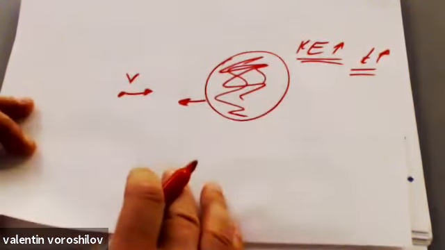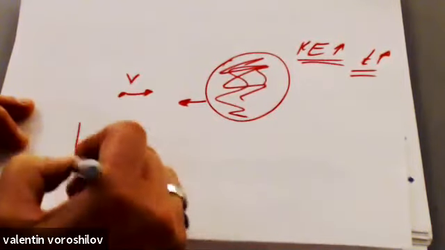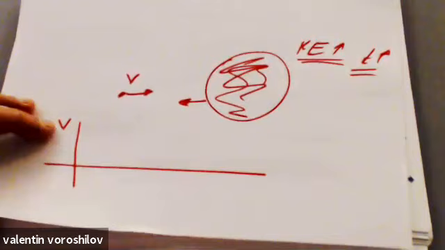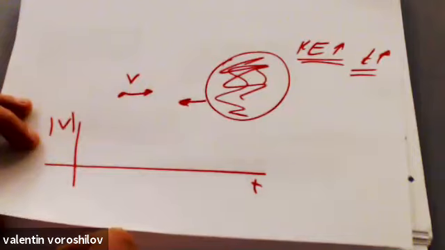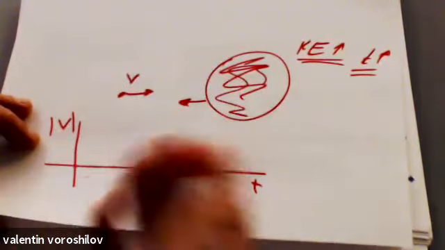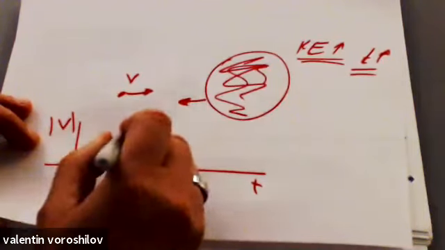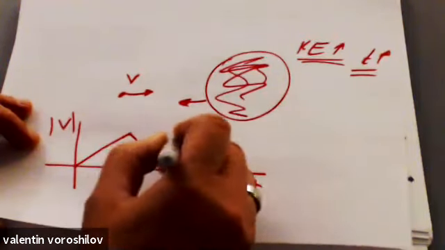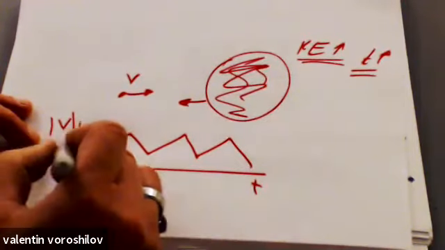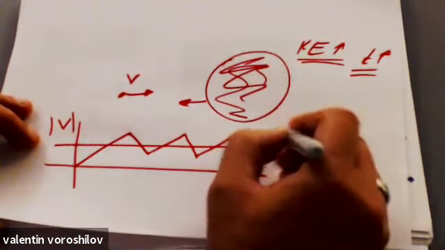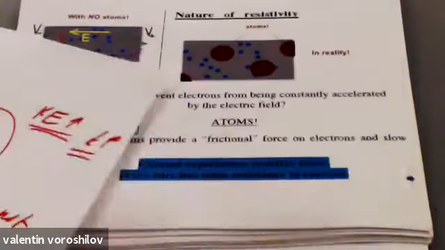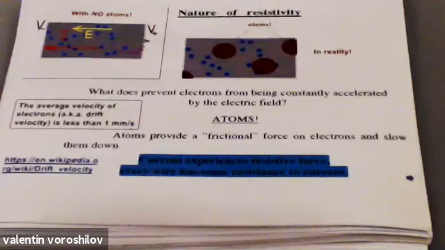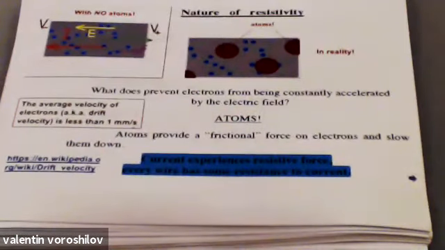And this happens a lot. So if I look at the graph for the speed or velocity of electrons as a function of time, well, I want to use speed, it's easier. So the electric field picks it up and it accelerates, but then bounces back, slows down, accelerates again, slows down, accelerates, slows down. So on average, it travels at a certain constant speed. It drifts. We call it the drift velocity. And this drift velocity is the result of the existence of atoms.